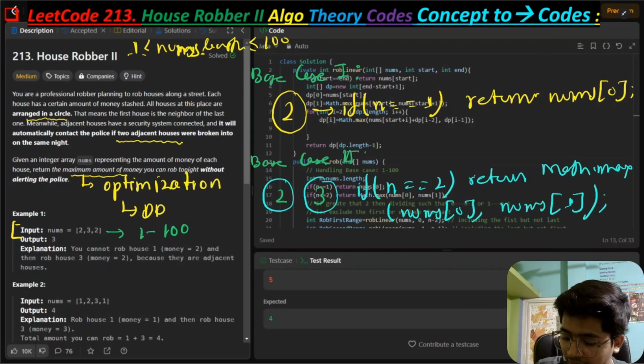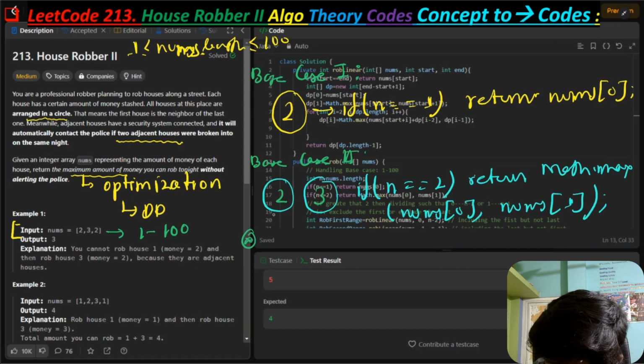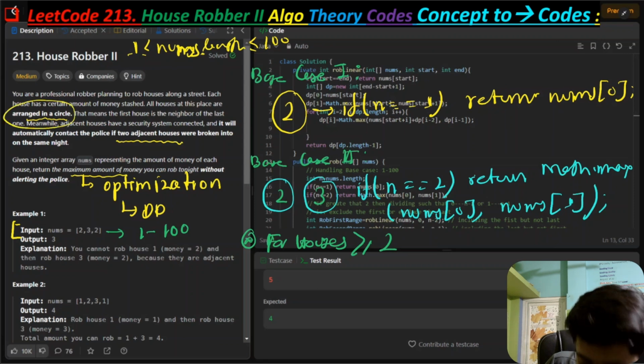So let's try the third case, the general case. What if there are houses greater than 2? For houses greater than 2, we can call this the general case. We can think about the problem like this, because one important thing told here is that the houses are arranged in a circle. This is a very important thing.